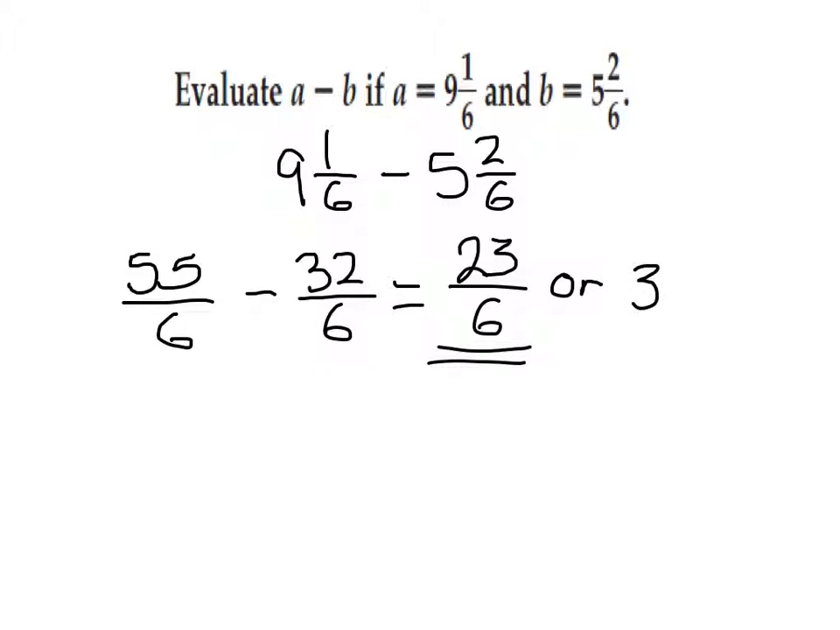23 minus 18 is 5. That goes as our numerator, and the denominator stays the same.